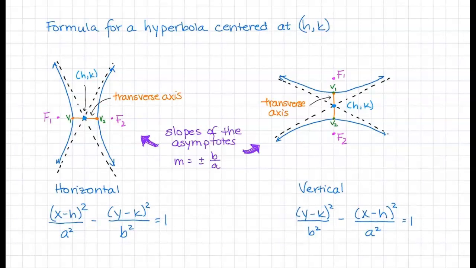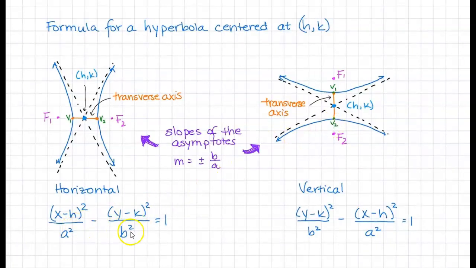Now another big difference with hyperbolas, because of this minus sign, is that order matters in which way we subtract. If your x term is positive, the term that has the x, then your hyperbola is going to be a horizontal hyperbola. And if your y term, the term that has the y in it, is the positive term, then it's going to be a vertical hyperbola. So that's one easy way to tell if you've got a horizontal or vertical hyperbola.